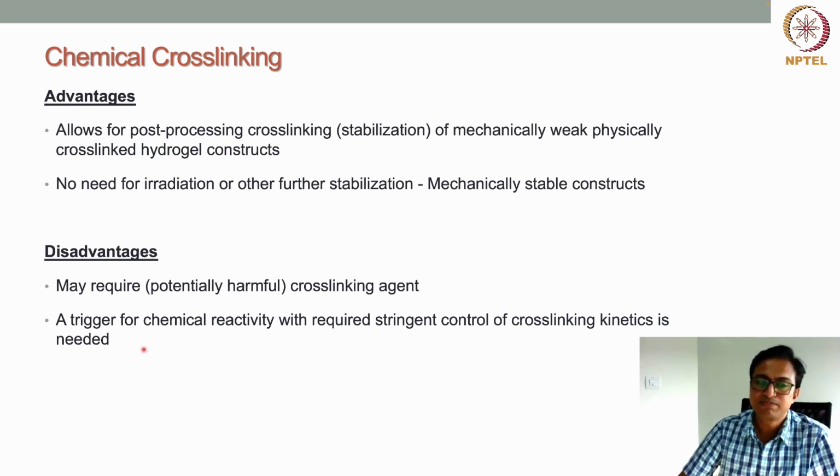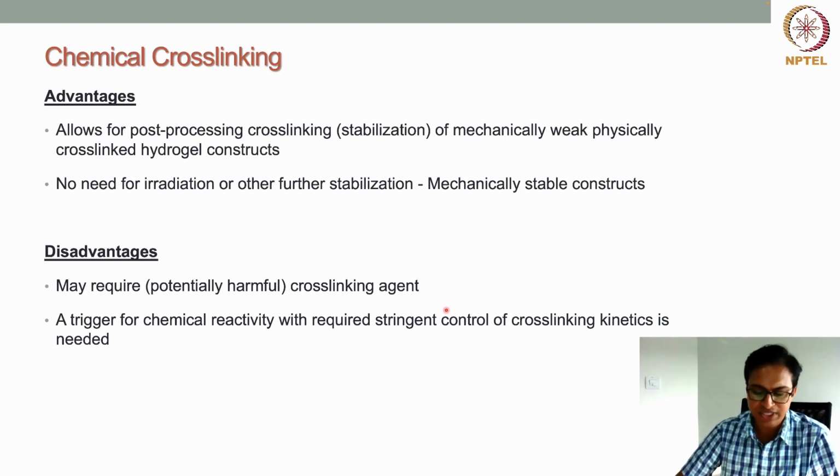But the other thing is, it may be a trigger for chemical reactivity, requiring stringent control of cross-linking kinetics, because chemical cross-linking can be slow. The cross-linking duration can be longer, so it may take some time. So now, how to initiate this chemical cross-linking? What is the trigger? How can we actually initiate it? When to start the chemical cross-linking? That is very tricky, right?